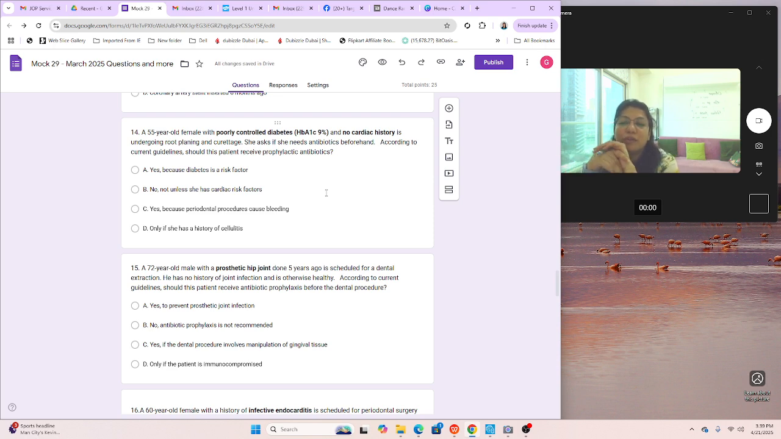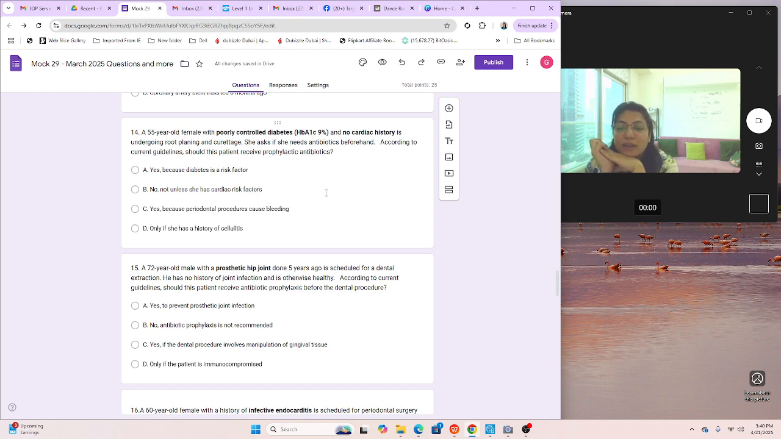Now, this is a very, very important question. A 55-year-old female with poorly controlled diabetes, HbA1c 9%, and no cardiac history is undergoing scaling, polishing, and root planing. She asks if she needs antibiotics beforehand. According to current guidelines, should this patient receive prophylactic antibiotics? Yes, because periodontal procedures cause bleeding? Only if she has a history of cellulitis? Okay. Now, very important question.